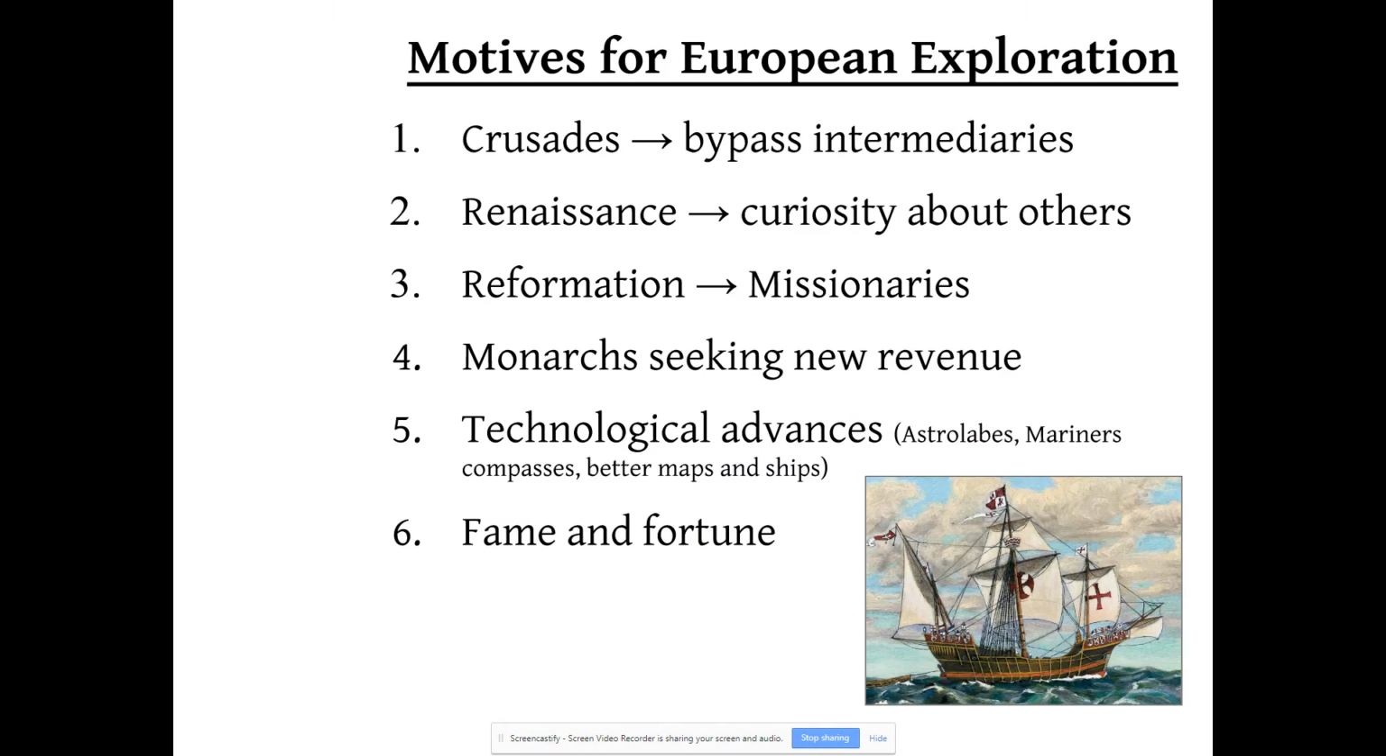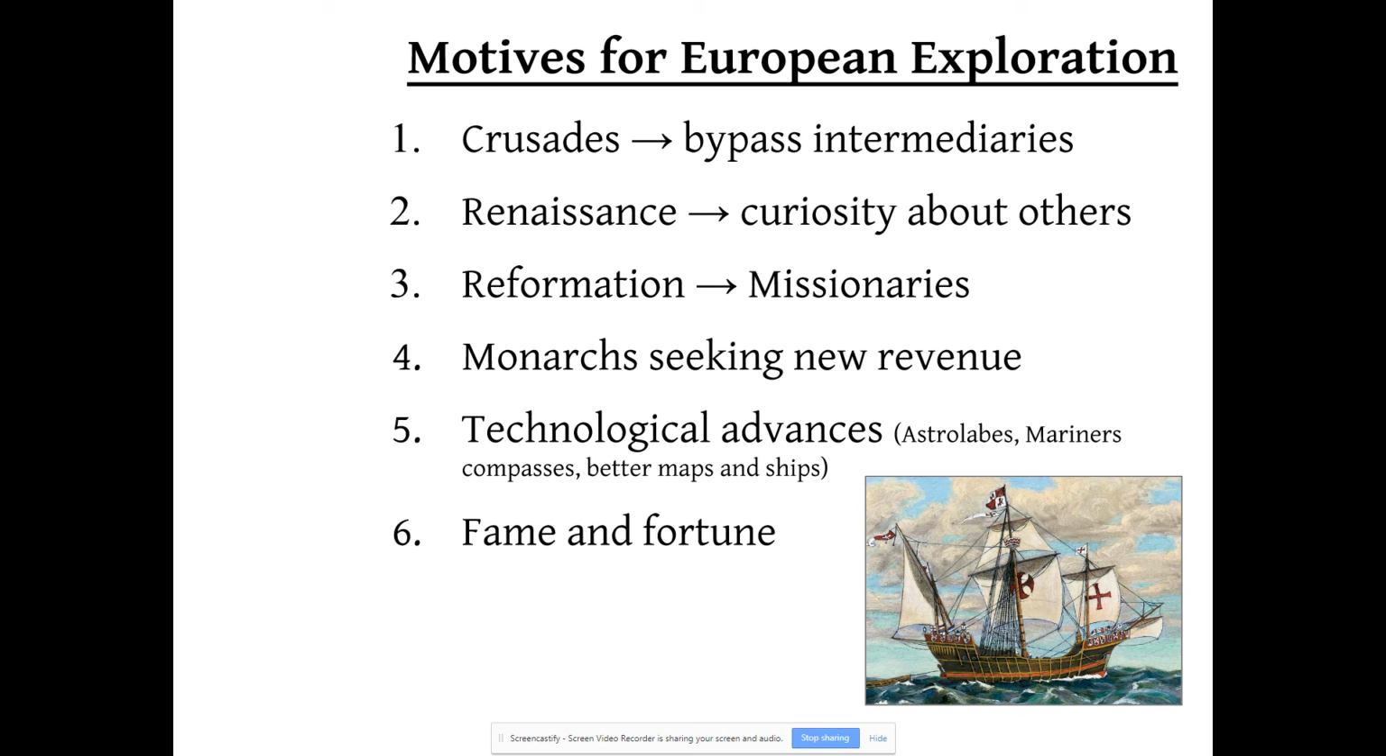So, to sum everything up that we just said, these are the 6 major reasons/events that led to an expansion in European exploration. So, the Crusades led to an increased awareness. People wanted to bypass the middleman, which led to this Renaissance period in which Europeans want to know more about the world. And as they learned more about the world, people wanted to colonize and change/save the native peoples that were living there and to convert them to Christianity.